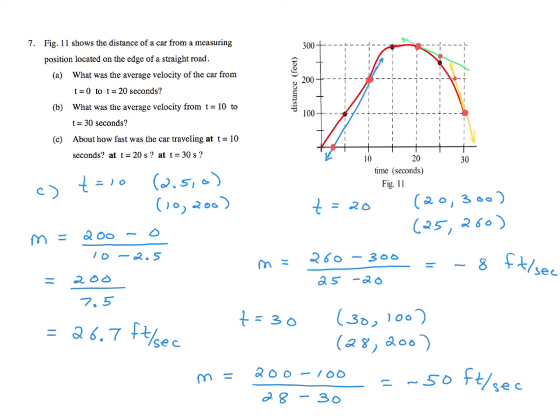Now you might get something different if you drew a slightly different tangent line, but that's the idea for this problem. The idea is if you want to know velocity and you have some equation that tells you distance, you can draw a line that goes between given points. You can then use points on that line to figure out the slope. The slope has units of feet per second, and that means it is a velocity.